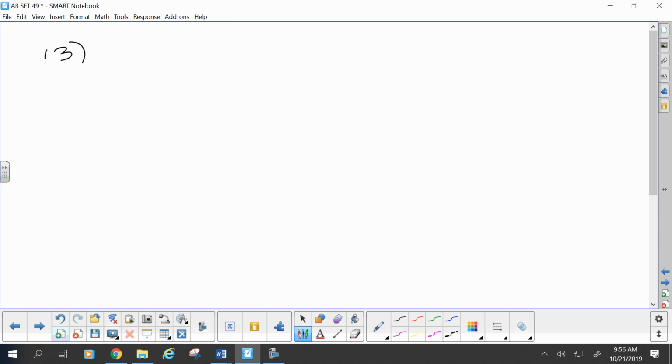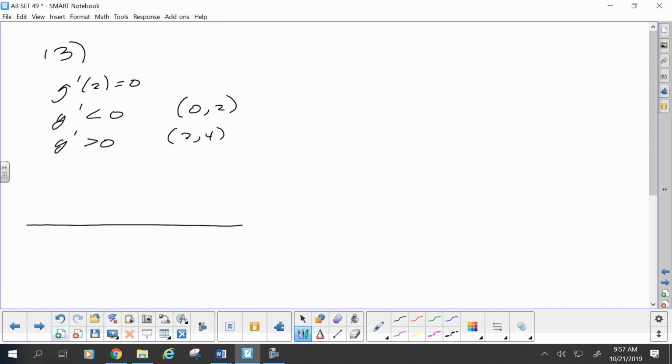Okay, so they tell you that G prime at 2 is 0. G prime is less than 0 when x lies on the interval from 0 to 2, and G prime is greater than 0 when x lies on the interval 2 to 4. All right. So in terms of graphing this, first of all, don't worry about a vertical. It doesn't really matter if you put your graph above or below the axis. We cannot know.